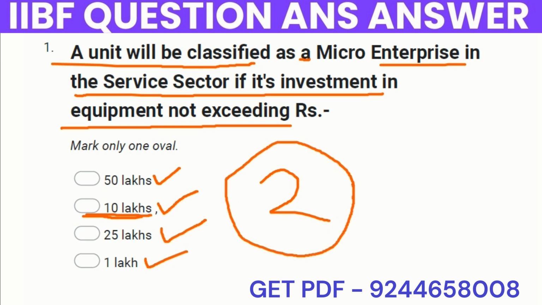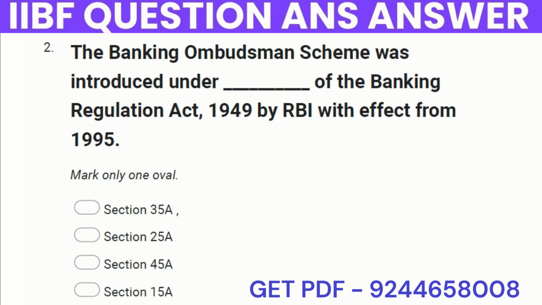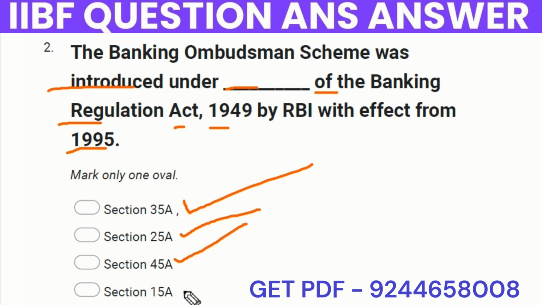Next question. The Banking Awesome scheme was introduced under dash of the Banking Regulation Act 1949 by RBI with effect from 1995. First option, Section 35A; second option, Section 25A; third option, Section 45A; fourth option, Section 15A. Section 35A is the right answer. First is the right answer.